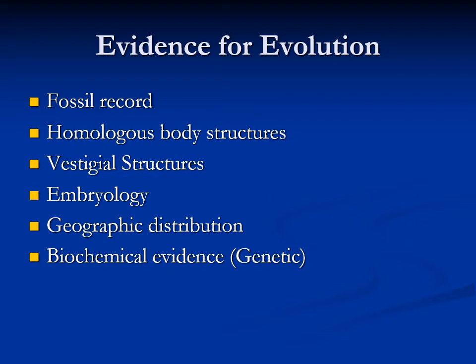Today we're going to go into what exactly is the evidence for evolution. So evolution is a theory. Remember that a theory means that it's been supported by multiple lines of evidence. So down below are some of our lines of evidence.